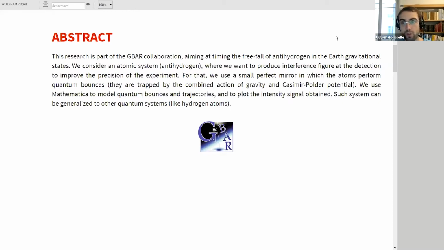It uses quantum effects, quantum bounces, to improve the precision of the experiment by using what is called gravitational quantum states. I will detail that just after.